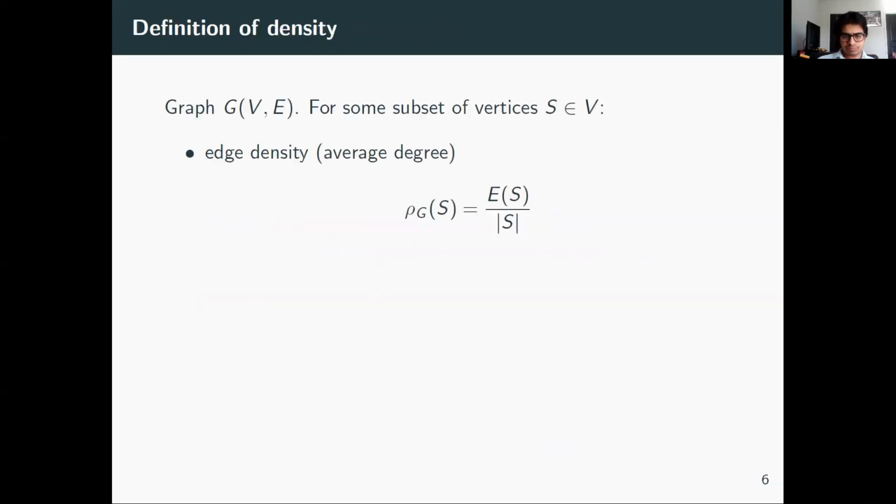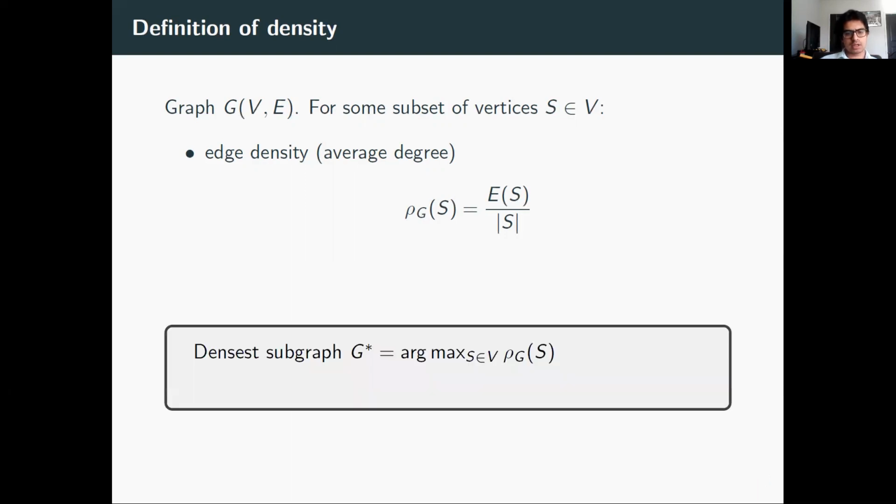Right. So once we have some idea of how this notion of dense subgraphs is useful in practice, let's get into how we literally define density in our graph. The definition we'll be working with is half the average degree. For any subset S, the density is the number of edges divided by the number of vertices in the subset.